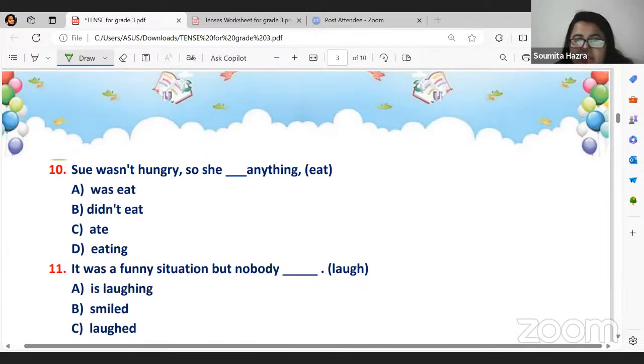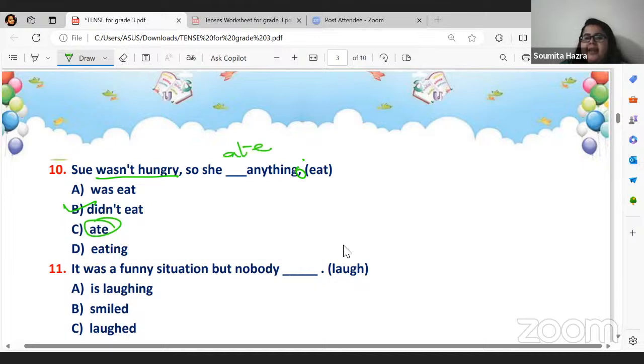Sue wasn't hungry, so she dash anything. This is a typing mistake. Sue wasn't hungry. Now you can understand the type, right? Many of these types of questions we have done till now. So now you can understand the formation of the sentences. Sue wasn't hungry, so she didn't eat anything. She didn't eat anything. If she would have been hungry, she would have eaten. So, Sue wasn't hungry, so she ate. Now this option is also there to confuse you.